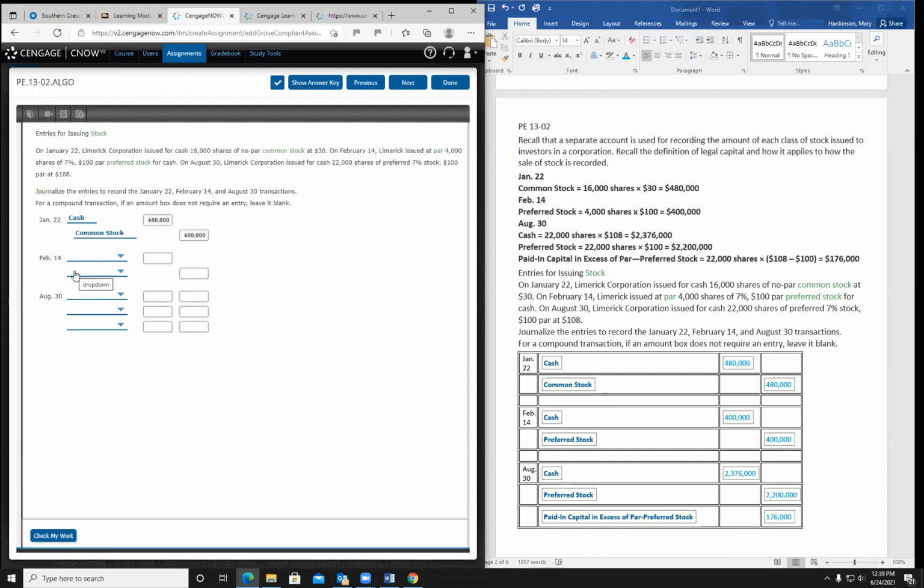All right, so now let's look at February 14th. They issued at par 4,000 shares of 7% $100 par preferred stock for cash. So you're basically going to take 4,000 shares and multiply it by $100, which is your $400,000. And again, your journal entry is to cash because you're increasing your cash. You issued stock for cash, and this time it was preferred stock.